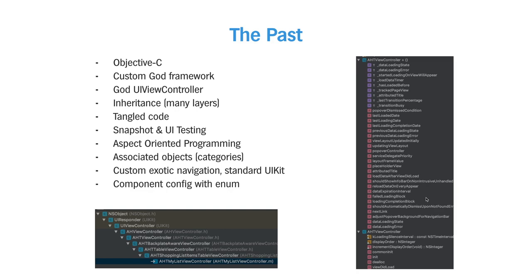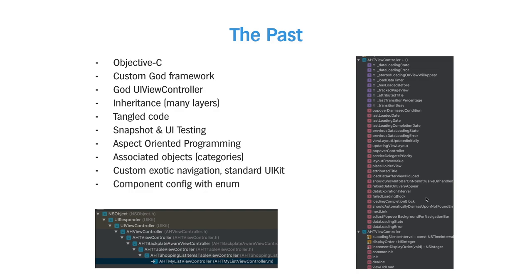So the past, it was good at the time. It was Objective-C. It was all there was. And Objective-C was not bad, but it was Objective-C. So we wanted to go with the flow. Swift had become mature enough, at least, to implement. So we wanted to go to Swift. It would be harder and harder to find Objective-C developers. So there are plenty of reasons to make the switch. On top of that, we had some architectural things we wanted to change.